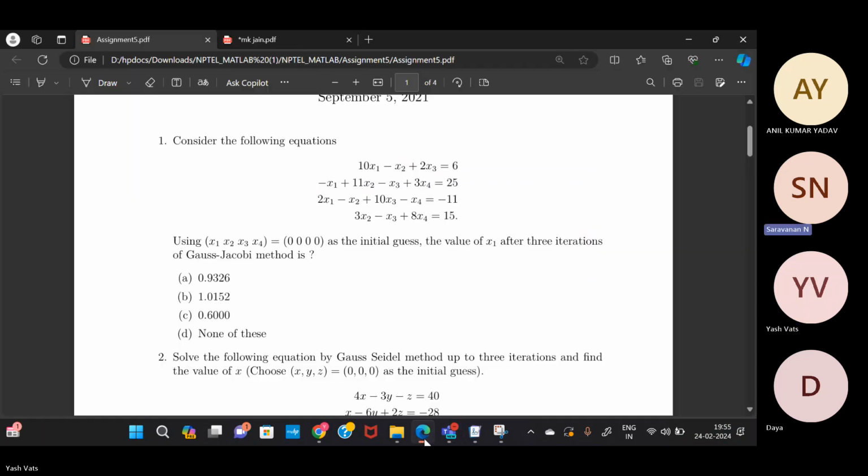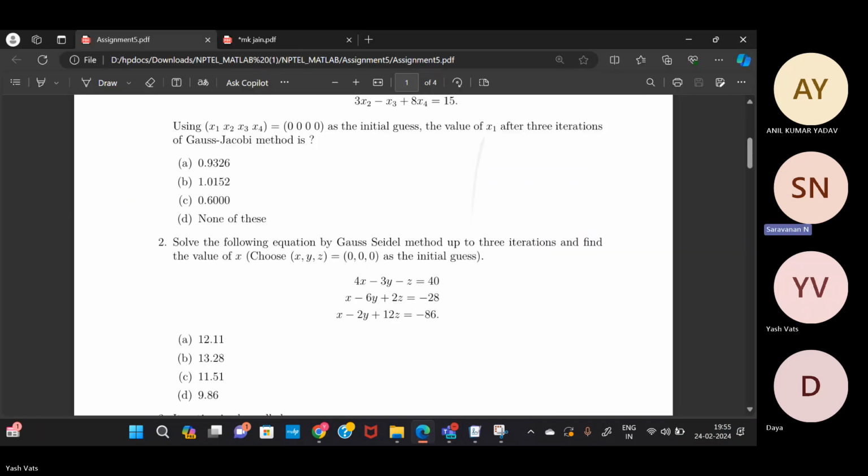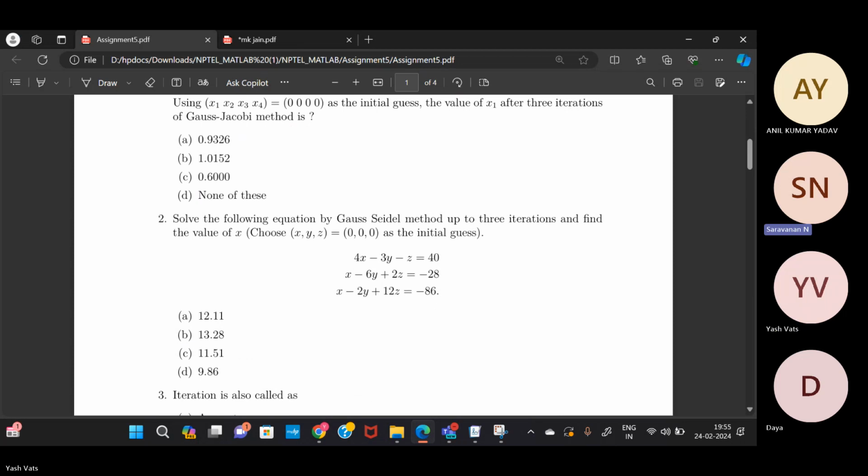So here the question is up to which point, up to 3 iterations, we have to go. What is the value of X1 up to 3 iterations? Okay, fine. Then we don't even go for X2 and X3. So only X1 you need to do. Yeah, easy.